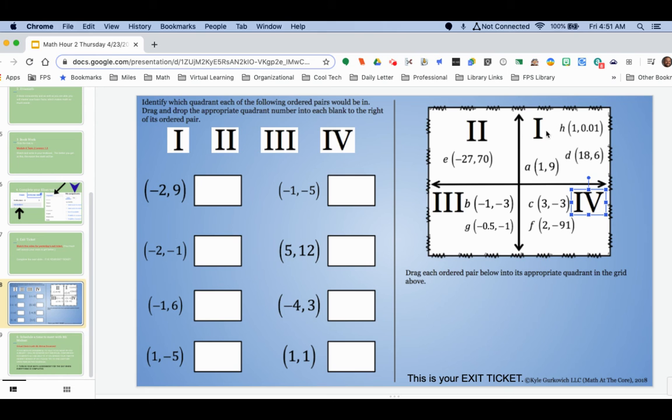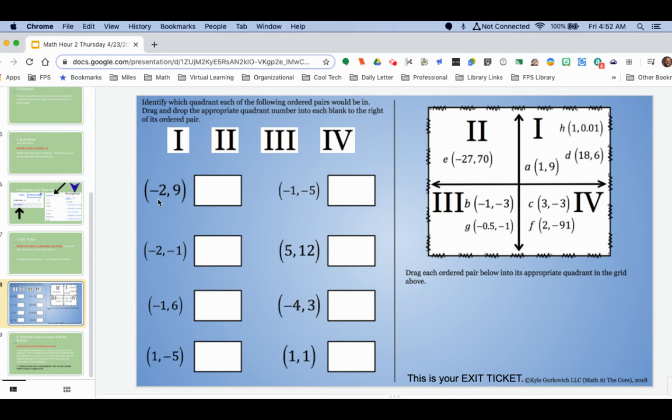Okay, so let's look at the patterns here. In the first quadrant, the first number is positive and the second number is positive. So in the first quadrant, both of them are positive. In the second quadrant, the first number is negative and the second number is positive. In the third quadrant, both coordinates are negative. You see that? And then in the fourth quadrant right over here, the first number is positive and the second number is negative. Okay, so that should help us.